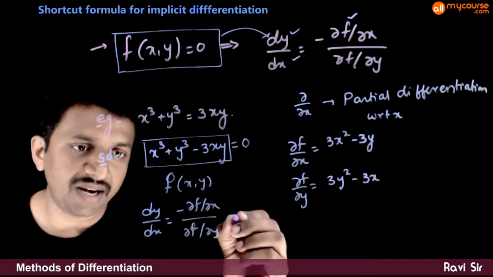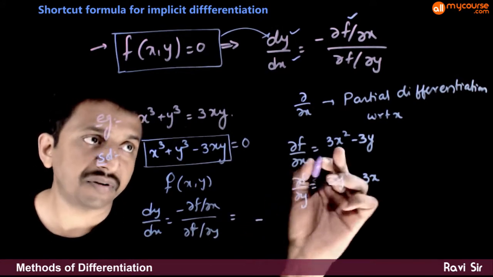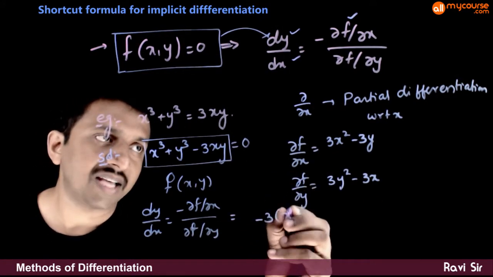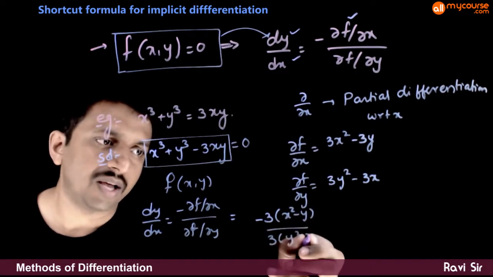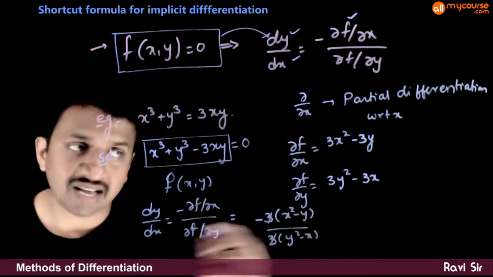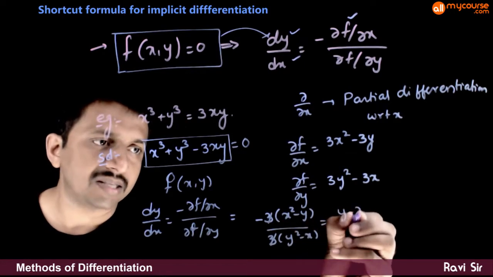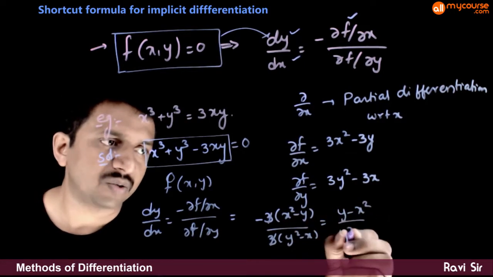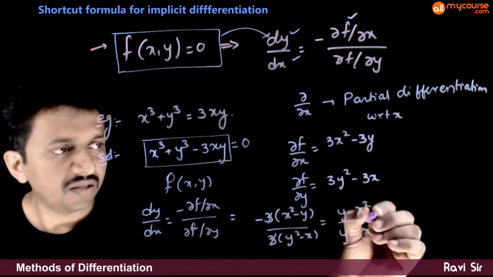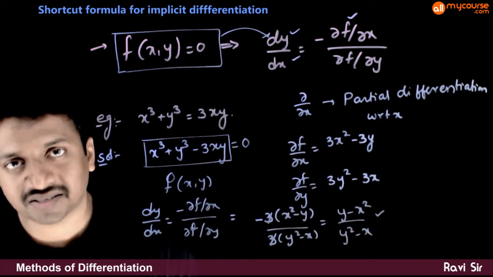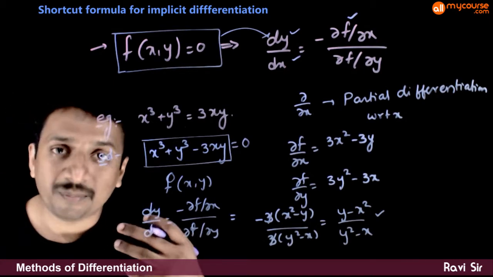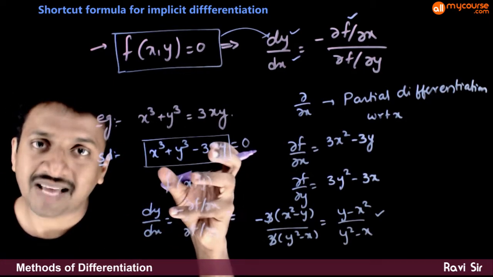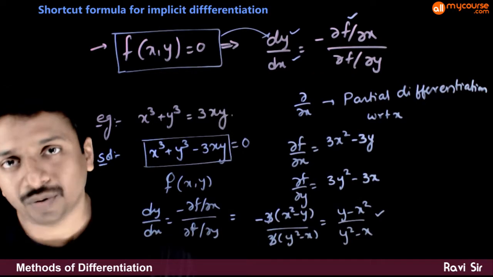So what is dy by dx? It is minus of 3 times x square minus y by 3 times y square minus x. So 3 and 3 get cancelled. You get y minus x square by y square minus x. This is dy by dx. So this formula is as simple as this. If you practice partial differentiation nicely, you can very easily use this formula.